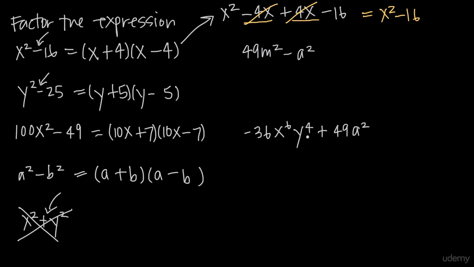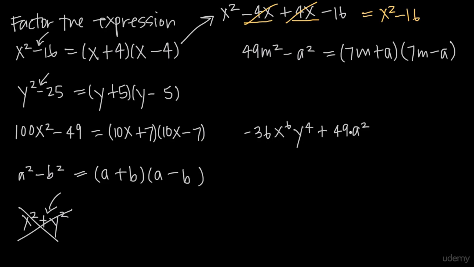If we look at two more complex examples here, this one is going to be similar to this 100x squared minus 49. What we're going to get when we take the square root of 49 is 7. The square root of m squared is m, and because 49 is multiplied by m squared, we multiply the 7 and the m. And then the square root of a squared is just a, and so we add one and subtract the other.